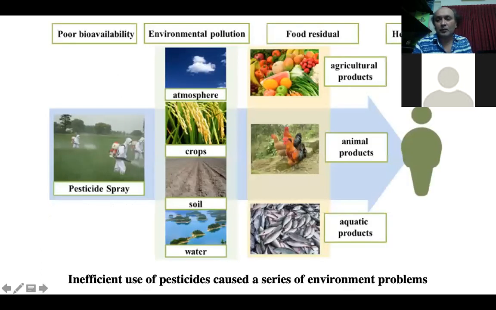Here you can see the real scenario of the pesticides we are using now. As I already mentioned, the inefficient use of pesticides caused a series of environmental problems. The Green Revolution helped us to feed billions of people, but due to the use of huge amounts of synthetic chemicals, especially pesticides, we damaged or degraded the environment, the health of soil, and our aquatic system.